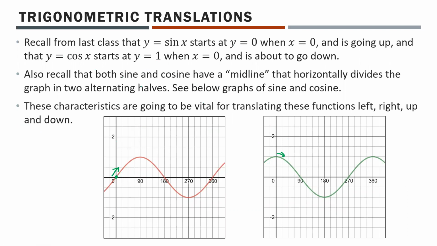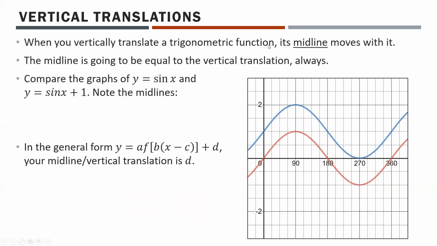Now, also recall that both sine and cosine have a midline that horizontally divides the graph into 2 alternating halves. So on both of these, the midline is your x-axis. So see both of these graphs for that. Now, these characteristics are going to be vital for translating these functions left, right, up, and down. The characteristics I'm referring to in particular are where sine starts and where cosine starts, as we started looking at yesterday.